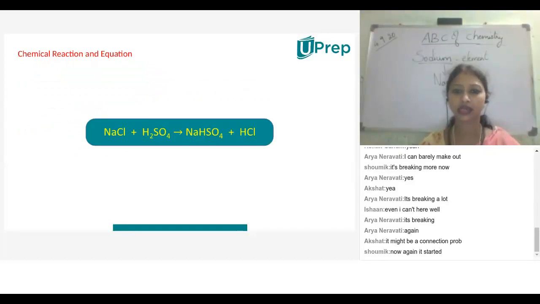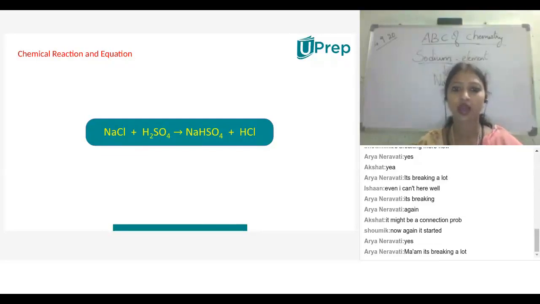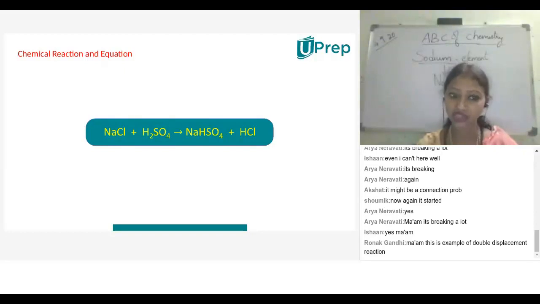Today we are going to learn about the language of chemistry and how we represent chemical equations. For example, this is a chemical equation; you can see it here on the screen. What is a chemical equation? It is how we represent a particular chemical reaction done in the laboratory.